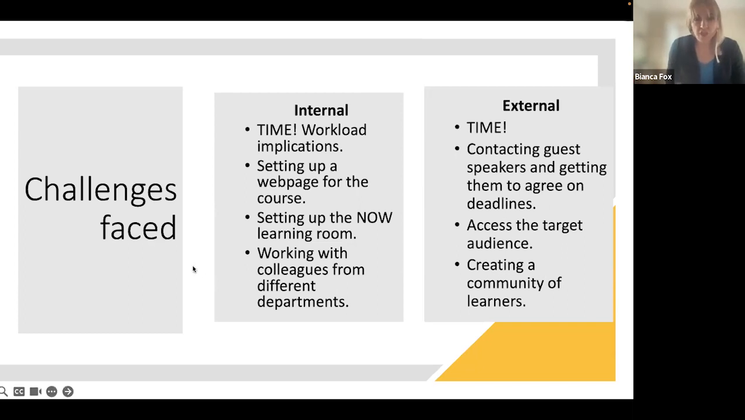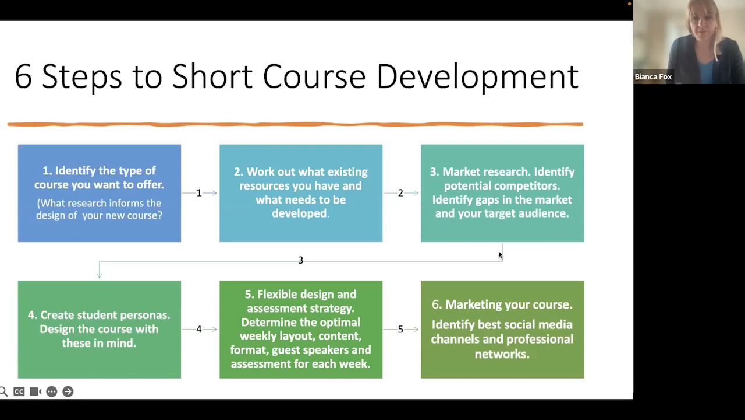So I think at the end of this journey, we came up with a few steps that I think you might find useful when it comes to designing a short course. And all of them are here on this slide. And of course, starting with identifying the type of course that you want to offer, identifying that gap in the market, thinking about what existing resources you have, because again, everything is time. We all have time constraints these days. So if you have any existing resources and you could reuse them or repurpose them and include them in a short course, then that's always helpful.